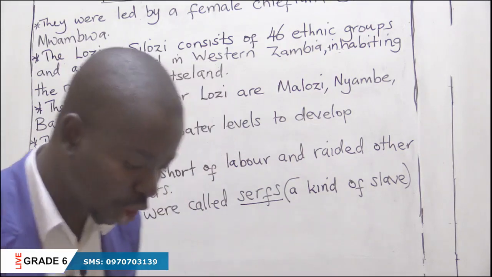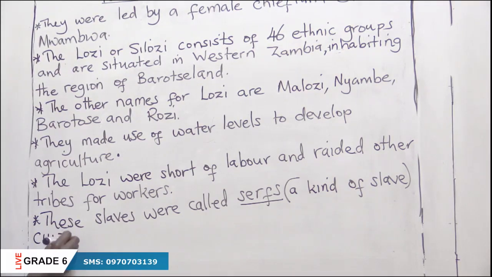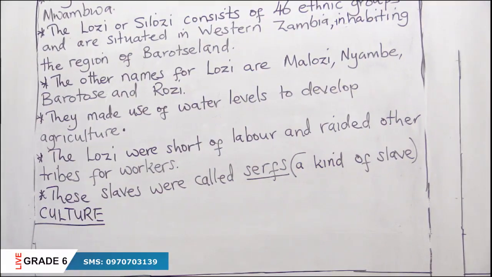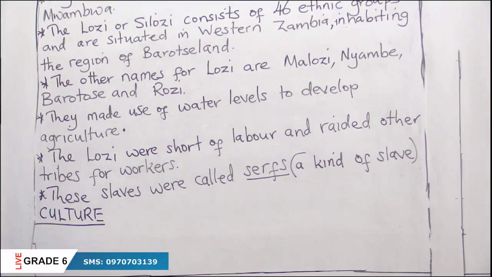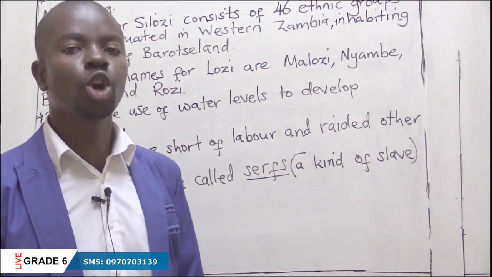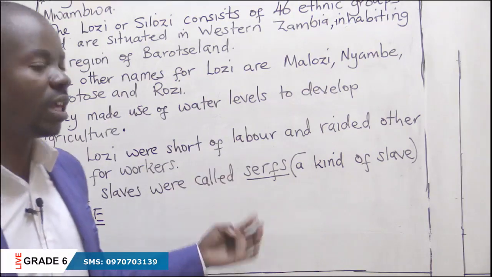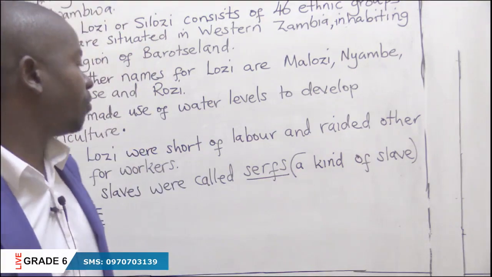All right, so let's go to the culture of the Lozi people. When you say culture, what does it mean? It is what they believe in. So, boys and girls, it is assumed that the Lozi people believe in a god called Nyambe, who is the creator of all living things.